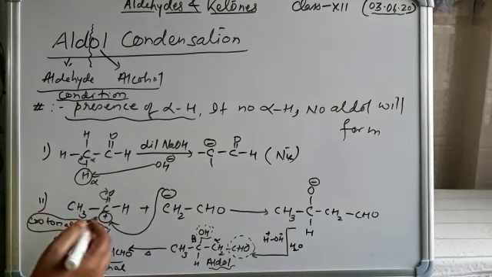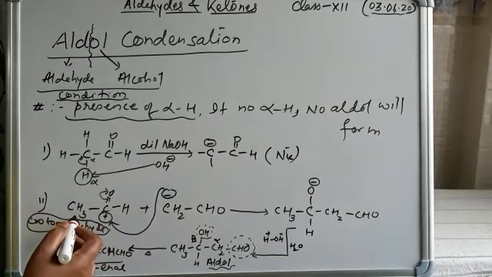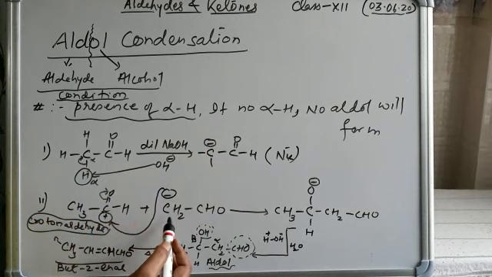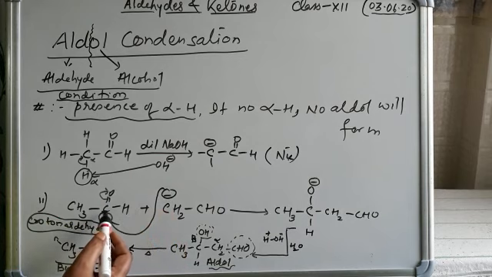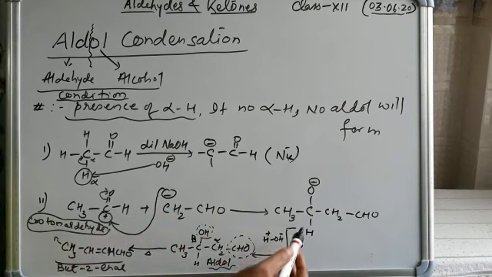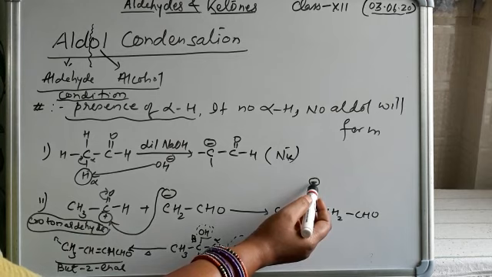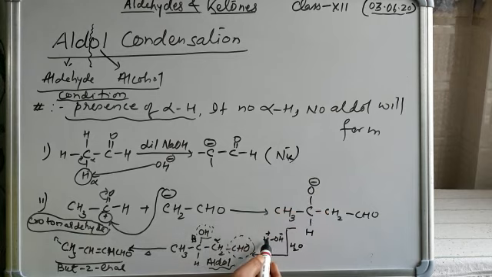Again in the next step, one molecule of ethanal is treated with this enolate ion. So here the nucleophilic attack takes place on the carbonyl carbon and this intermediate is formed. When this intermediate undergoes hydrolysis, the negative charge present on O takes H plus ion from water and the formation of aldol takes place. Aldol means molecules having aldehyde group and hydroxyl group. So it is known as aldol.